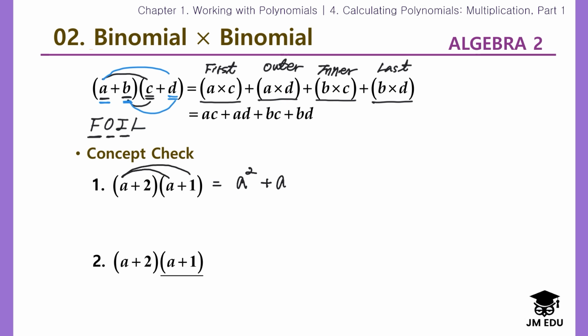I, inner, the product of the inside two terms. 2 times A, that's 2A. Plus last, L, the product of the last two terms. 2 times 1. That's 2, right? And here we have like terms, A plus 2A. So that's going to be simplified as A squared plus, here we have 1A, 2A, that's going to be 3A. And we have the constant 2.